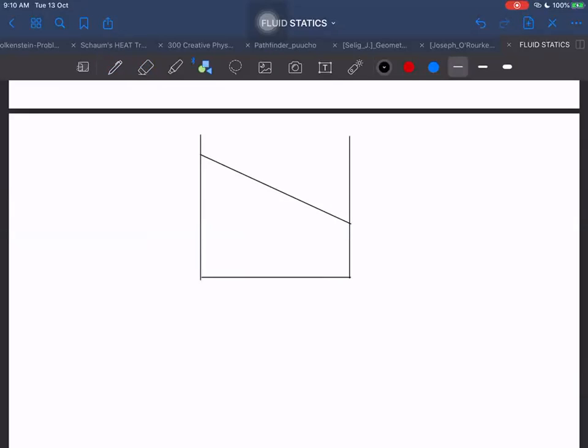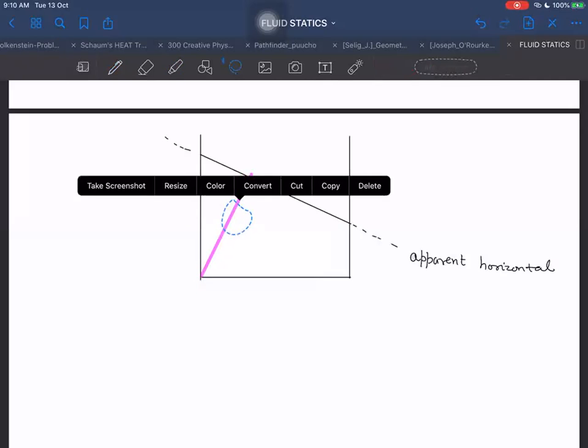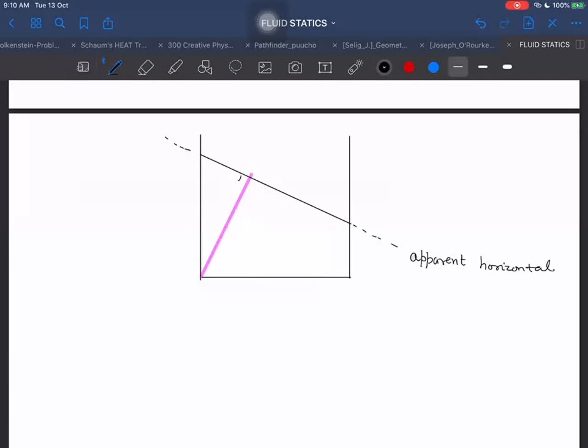This is the water level. Why is the water level like this? Because the water level will always be in the apparent horizontal direction. This is apparent horizontal. Now, perpendicular to this will be apparent vertical.